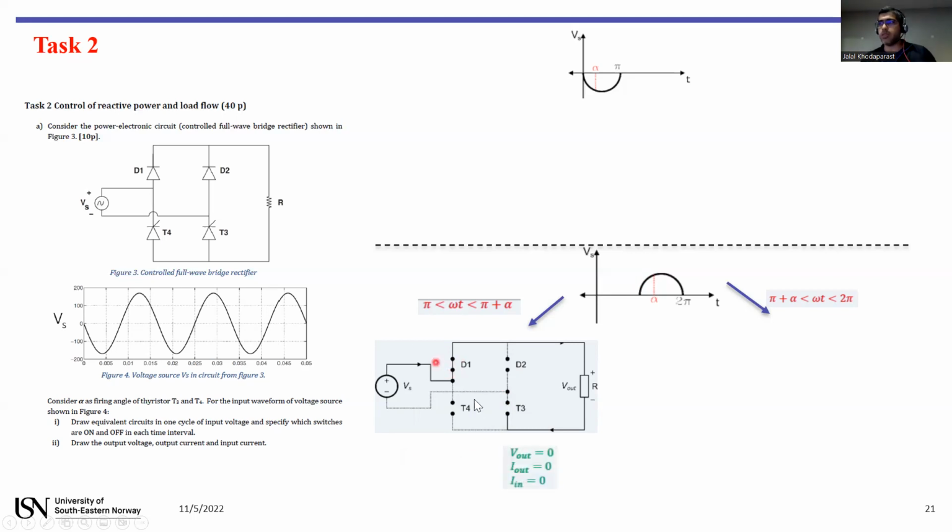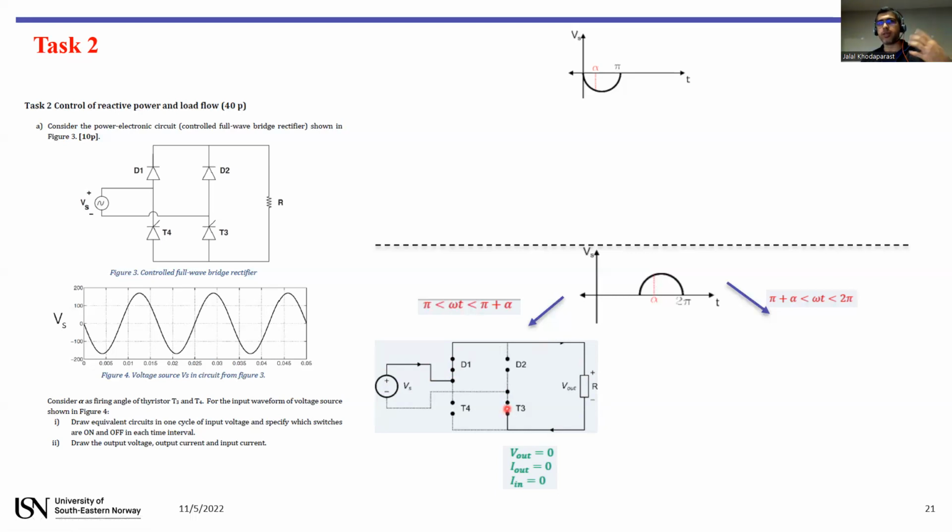And if you evaluate this system, you can see here, this is a short circuit. Here, there is no closed loop in the circuit.